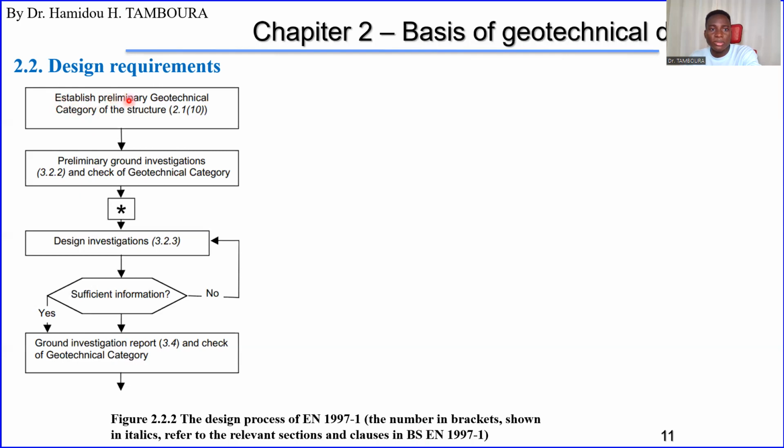So first, establish the preliminary geotechnical category of the structure. Okay. After that, the following step is preliminary ground investigation and check of the geotechnical category. Okay. Then you move to design investigation. If that is complete, you go to check if there is sufficient information. If yes, you can continue. If no, you go for investigation again, design investigation again. If it is yes, you continue here. Okay, ground investigation report and check of the geotechnical category. Okay, then we continue again.